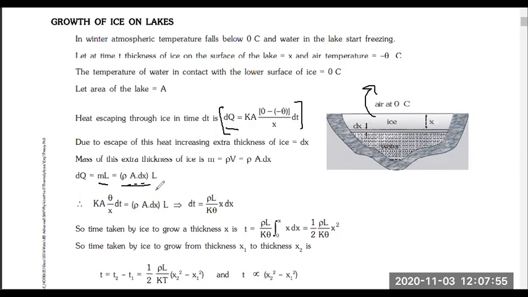Now, if you equate these two, I hope all of you are following this. Now equate this and this. X will be taken this side. So you will get an equation like this, and this is what we need, because I want to know what will be the change in thickness of ice in what time.